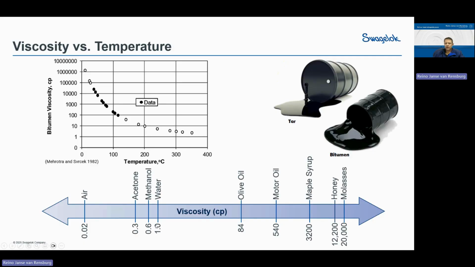Then if we look at water, that's basically 1. Then if we go to olive oil, you're sitting at a viscosity, or centipoise, of 84. Then motor oil goes to 540. Then if we look at maple syrup, you get to 3,200. If we go to honey, your centipoise score is 12,200. And then obviously molasses sits at 20,000.